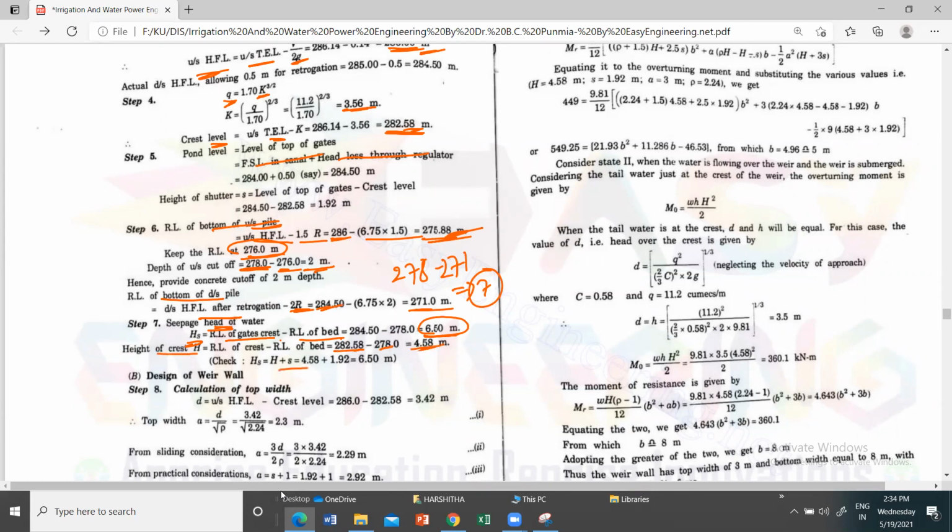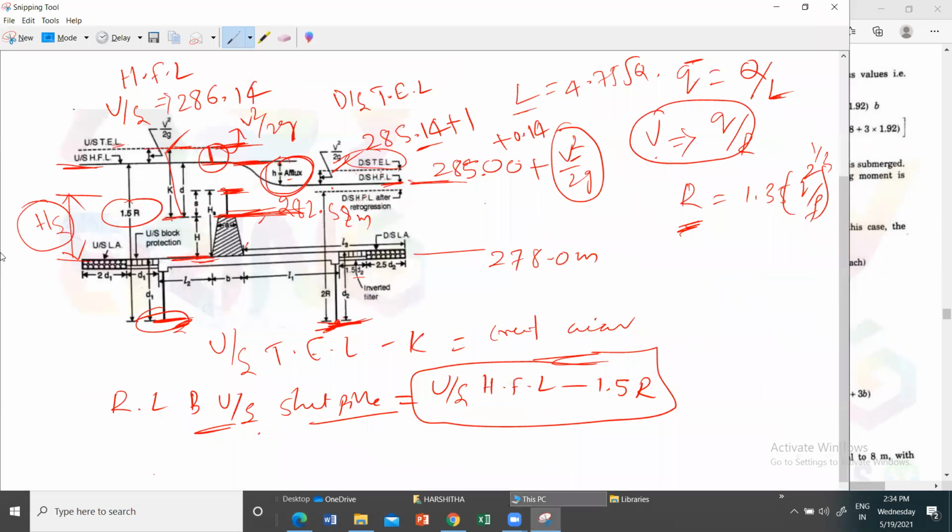You can check this also. Seepage head will be equal to the reduced level of the gate crest minus the reduced level of the bed. The reduced level of the bed is 278, the reduced level of the gate crest is 284.5. So we are getting 6.50 meters. So this height HS will be 6.5 meters. This will be the seepage head.